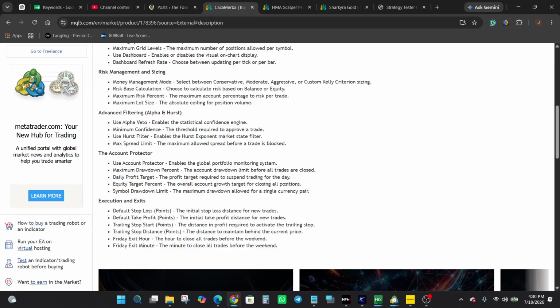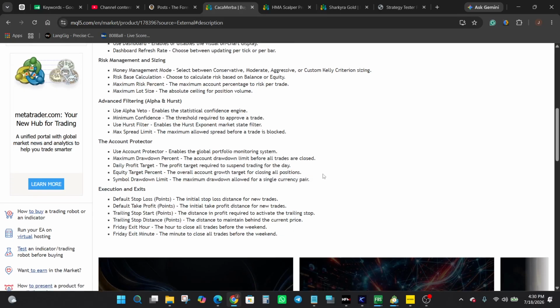All right. Execution settings include stop loss and take profit distances, trailing stop parameters, and a Friday exit time to close everything before the weekend. Now, let us get into the backtest that I ran myself.